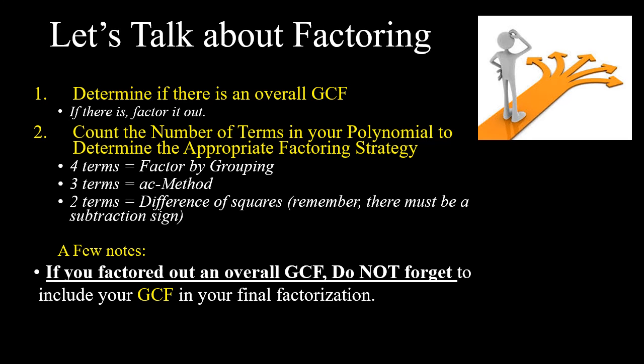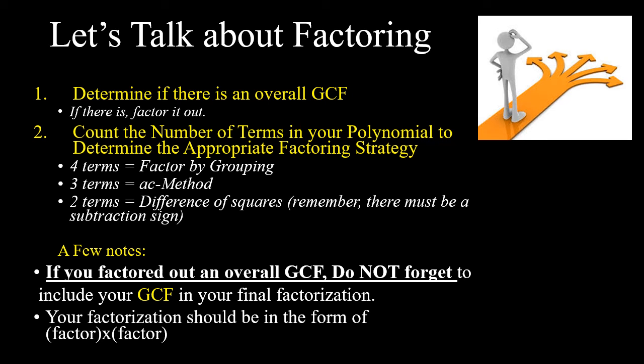A few notes, if you did factor out an overall GCF in that first step, don't forget to include it in your final factorization. So many people forget to do that. Go back, make sure your GCF is part of your final factorization, and then your factorization should always be in the form of factor times factor. You might have 2 factors, 3 factors, 4 factors, but just make sure you know you're done, you're fully factored when you have factors being multiplied together, okay?